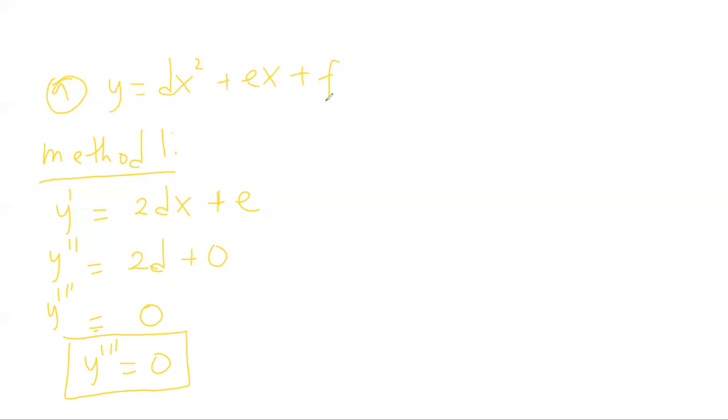Now if I use the method, the matrix, using the matrix, what I'm going to do is bring this y this way. So I'm going to have negative y plus dx squared plus ex plus f.